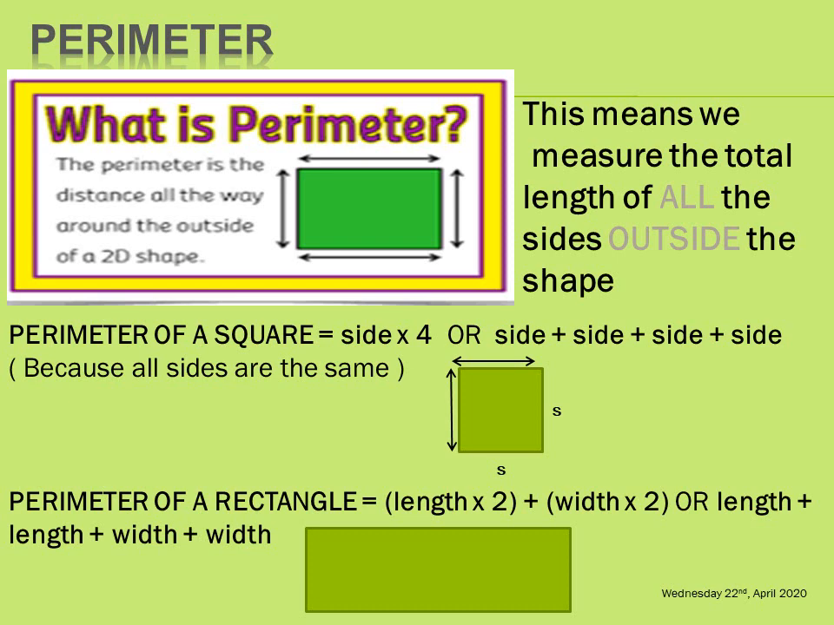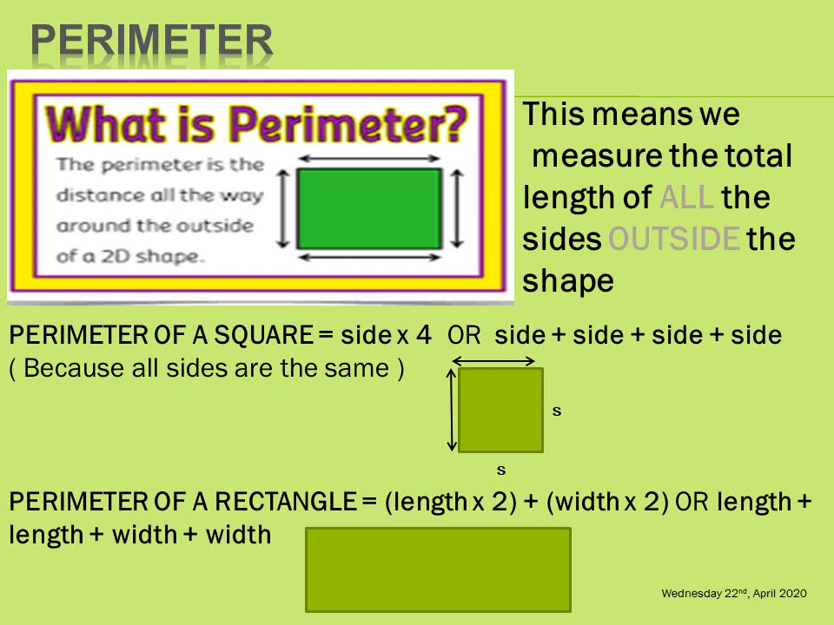Now let's look at a rectangle. For a rectangle, we have 2 lengths and 2 widths. It has 4 sides. We have 2 lengths and 2 widths. To find the perimeter, we multiply length times 2 plus width times 2. Or we can say length plus width, because we are adding all the sides together. But remember, the length is always the same.